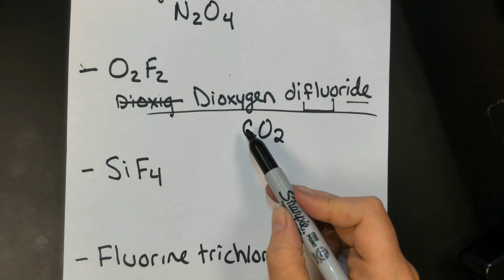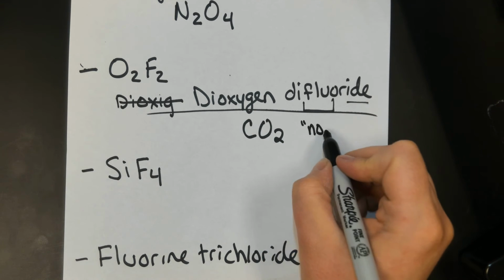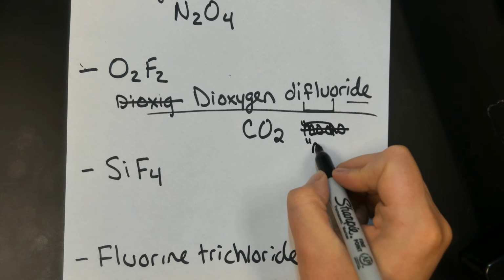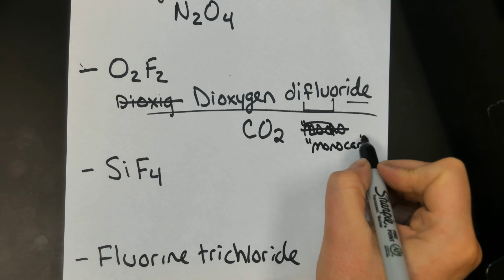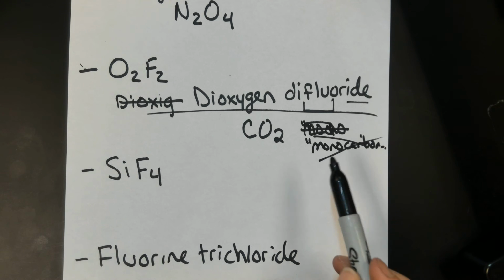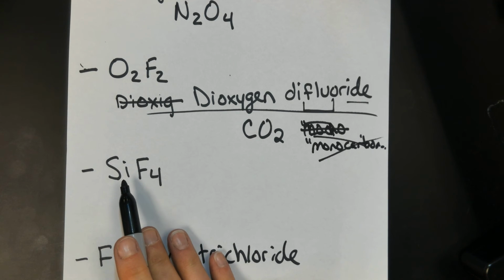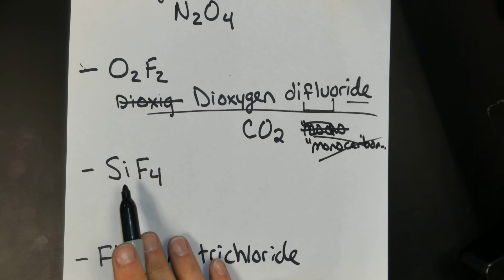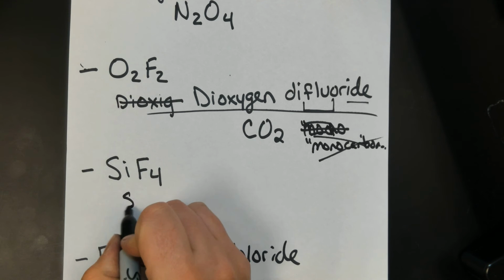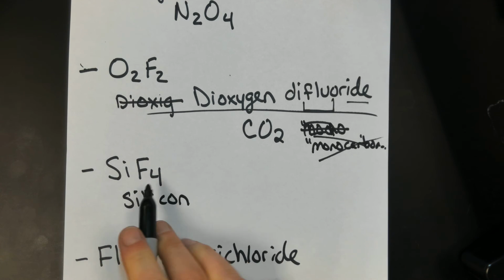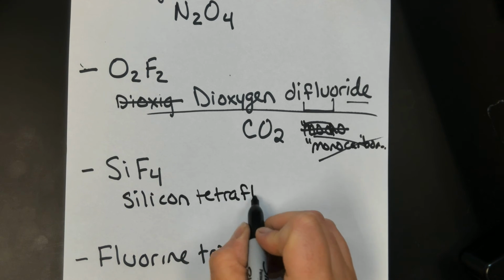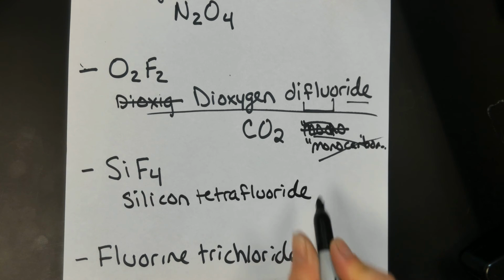So notice how you don't say mono carbon. You don't say that, right? That's not how you say carbon dioxide. So you don't put mono if it's by itself in the beginning. So this would not be monosilicon, it would be just silicon. And then we have 4 F's, so that would be tetrafluoride. Ends in "ide."